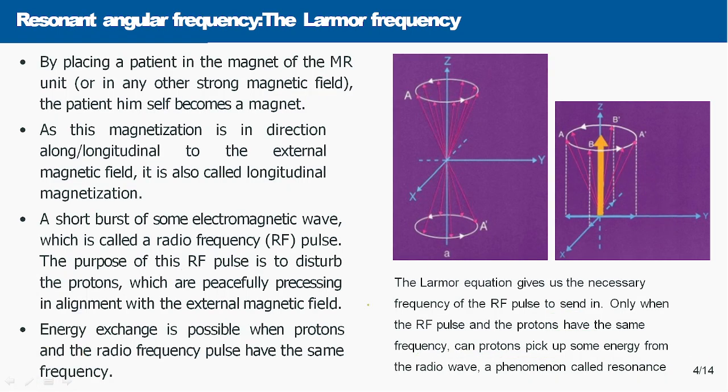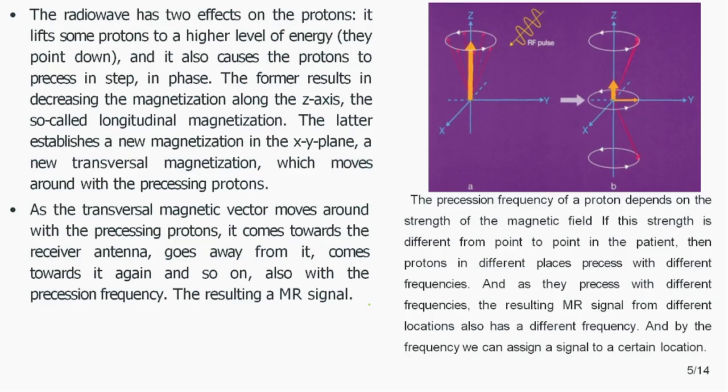So, as we understood, once this RF signal is at resonance with this proton, they will absorb some energy, and this longitudinal magnetic field component will be reduced, and another transverse magnetization will be introduced.